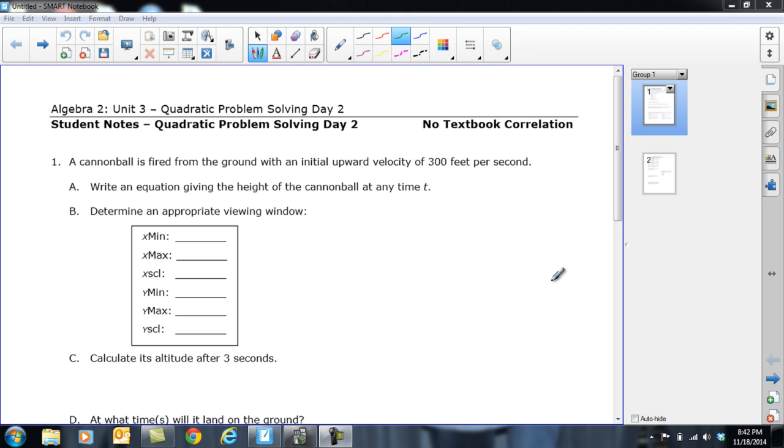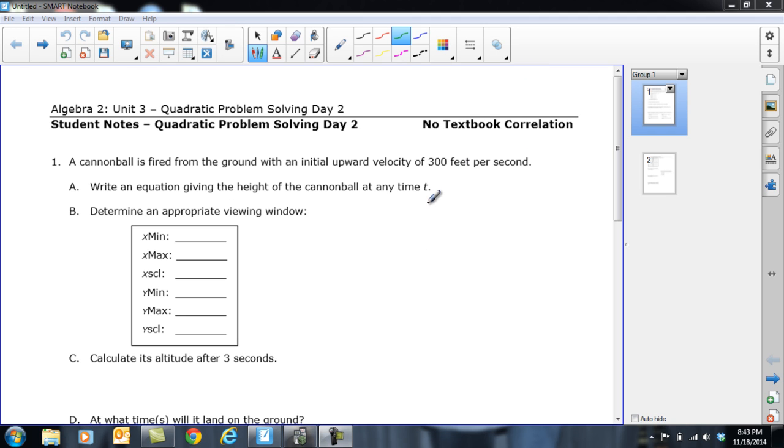So back to what we talked about yesterday with the vertical motion problems, the physics stuff. We have a question about a cannonball being fired from the ground with an initial upward velocity of 300 feet per second. It's being launched. So that means we have to go to that equation. We wrote those down yesterday. You put them in your notebook. The equation for launching something, and this is in feet, so we need the feet per second one.